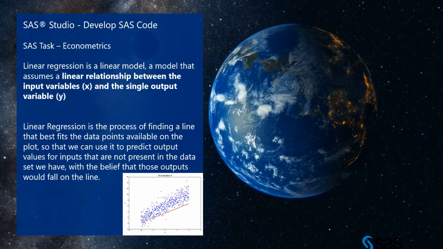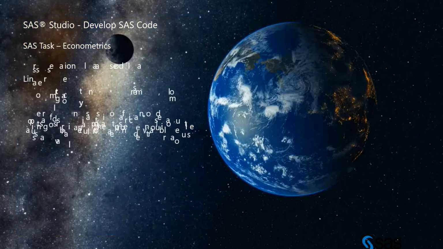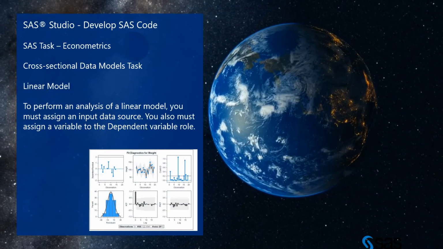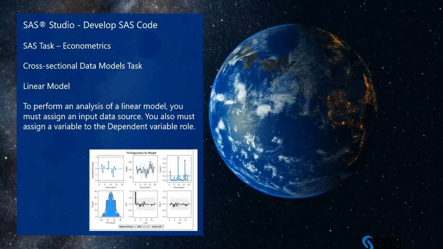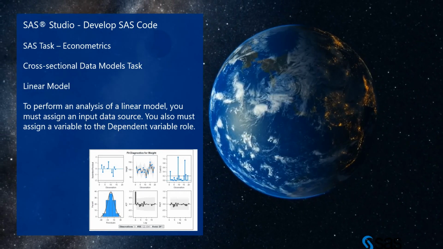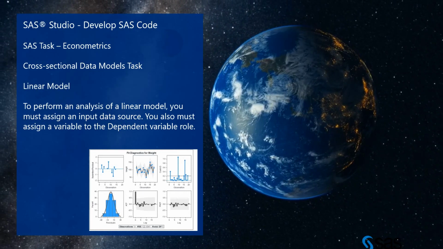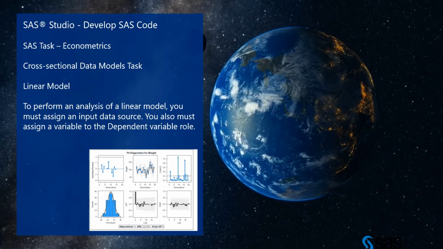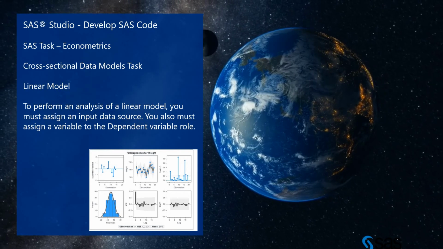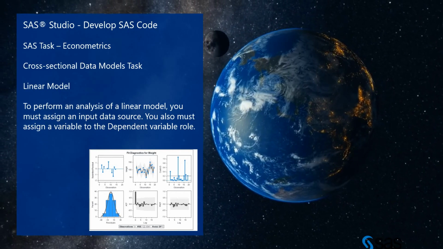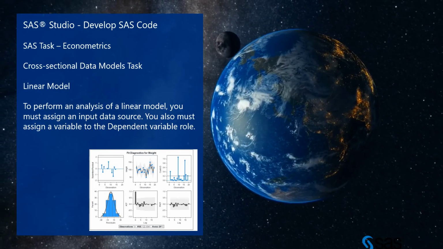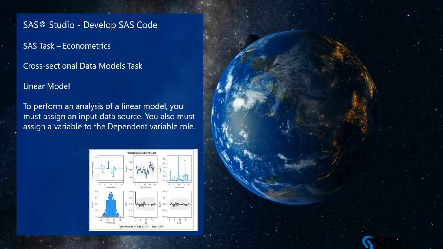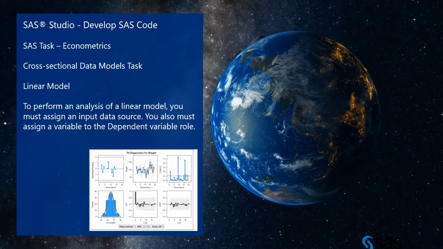Let's see the example in SAS Viya, in econometrics, how we create the linear model. The linear model that we are using is in the cross-sectional data model task, which is available in econometrics. To perform the analysis of a linear model, you must input a data source and assign a dependent variable role.